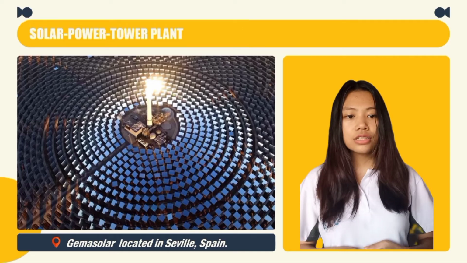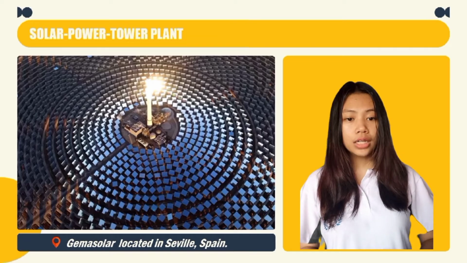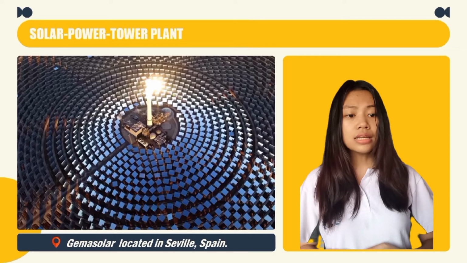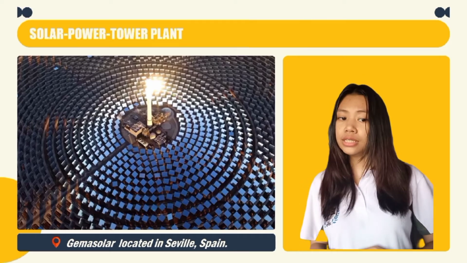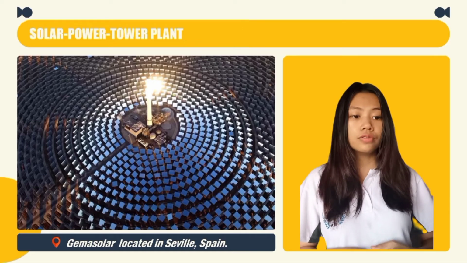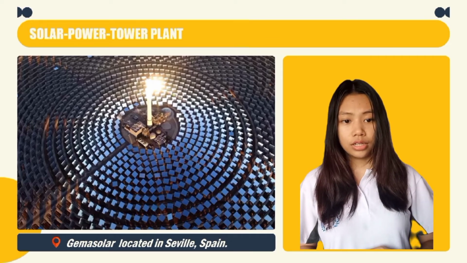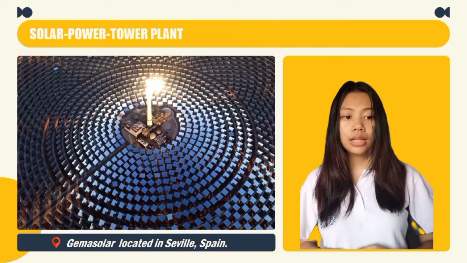The plant has an installed capacity of 19.9 megawatts and can produce 110 gigawatt-hours of electricity per year. This is enough electricity for 25,000 homes. Electricity is produced for 270 days a year. The cost of the Gemasolar plant is $33,000 per kilowatt, which is even higher than that of Solar One.